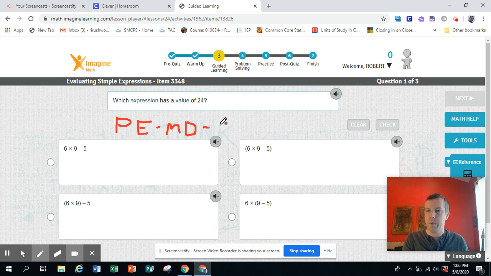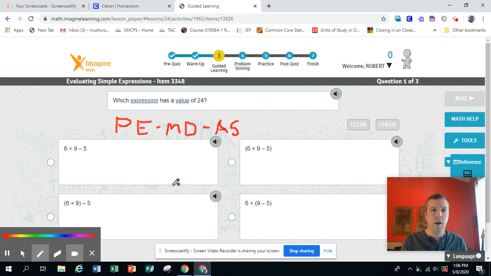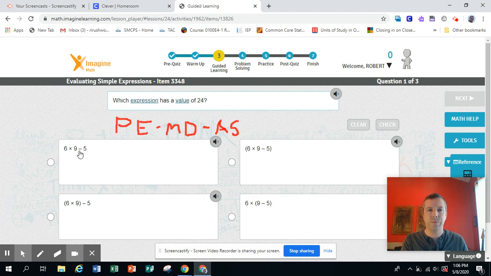And after we do all the multiplication and division, then we go back and we do the addition and subtraction in order from left to right. So following the order of operations, we can evaluate every one of these expressions. So since we have to do multiplying and dividing before we do adding and subtracting, then when we see this expression, first we would do 6 times 9 and find the value of that.